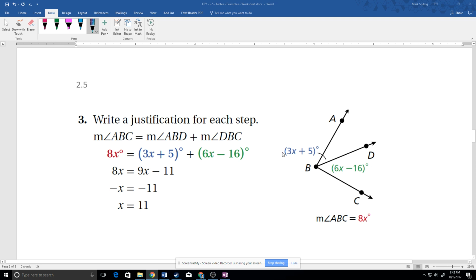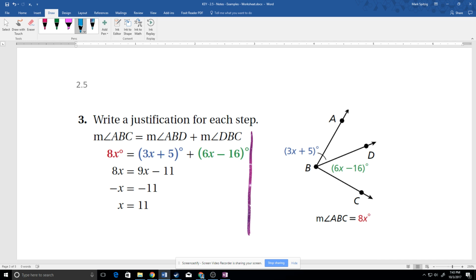The main thing that we're looking at here is the first step, right? So we need to look at the first step, and I'm going to write over this. Hopefully we can still see it. Okay, so if I'm looking here, based on this diagram, it says the measure of angle ABC equals the measure of angle ABD plus the measure of angle DBC. So it's basically saying, hey, this large angle is the sum of these two smaller angles.